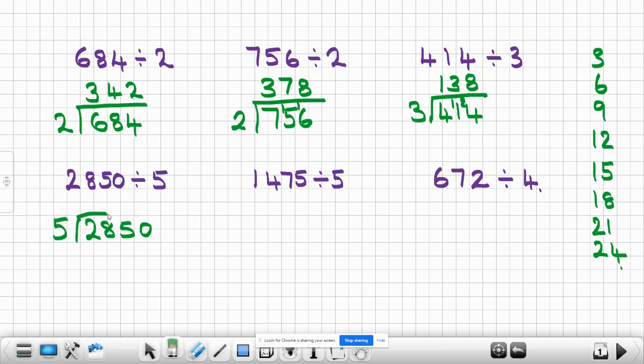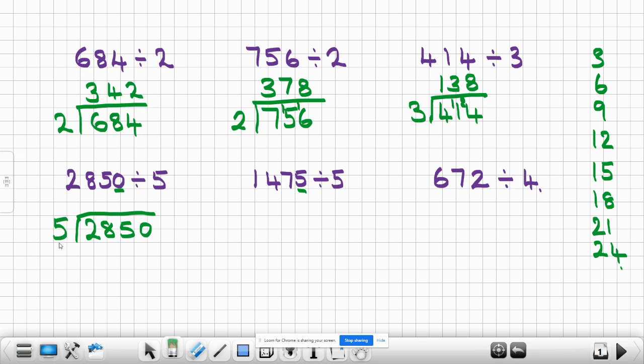And what you should know is that anything that ends in a 0 or a 5 can be divided exactly by 5, because all the numbers in the 5 times table, all the multiples of 5, will end in 0 or 5. 5, 10, 15, 20, 25, 30, etc. When we're dividing by 5, if we have an odd number, then we're going to end up with a 5. And if we have an even number, we're going to end up with a 0. Let's see if we can make sense of that.